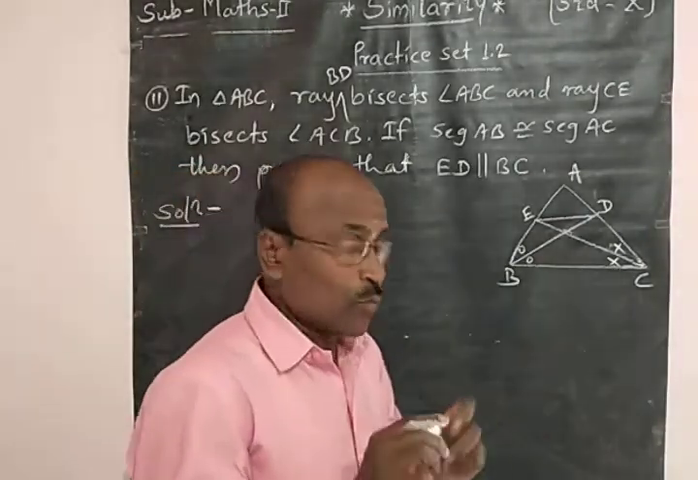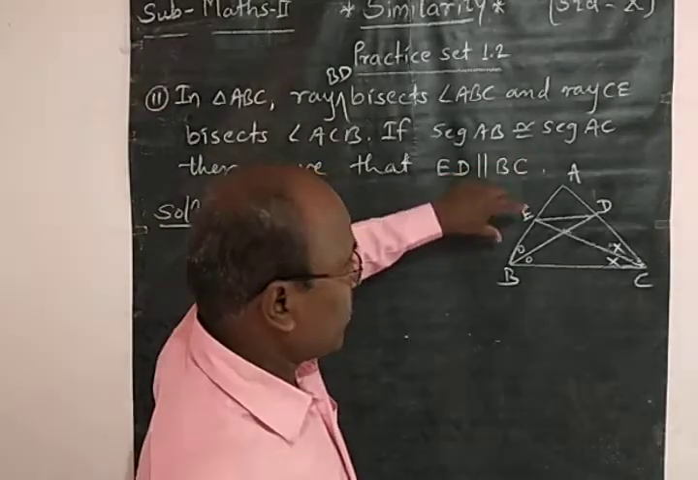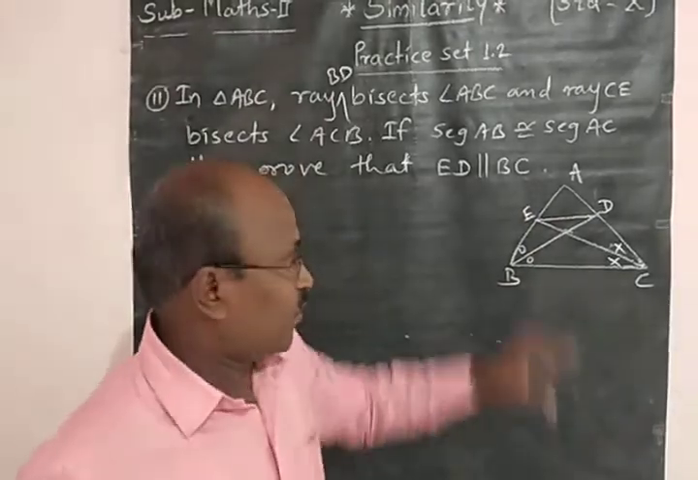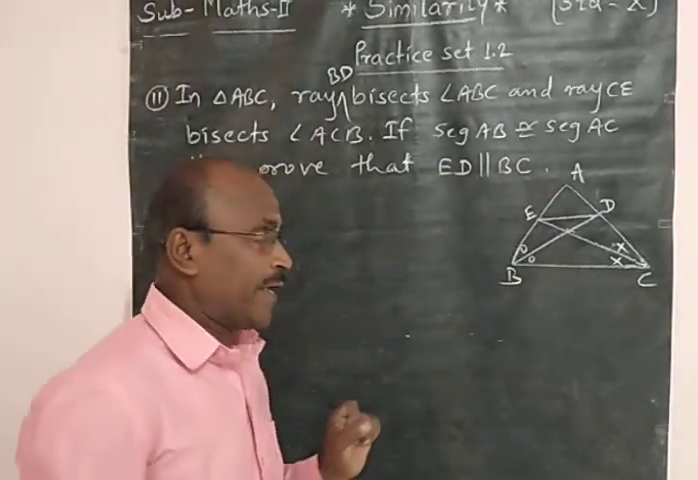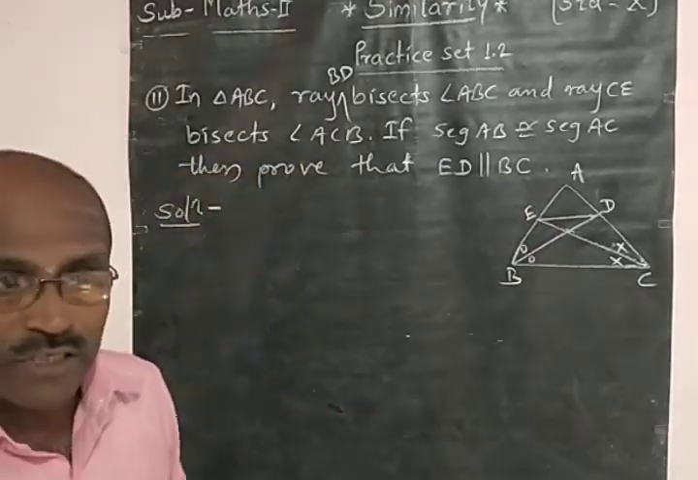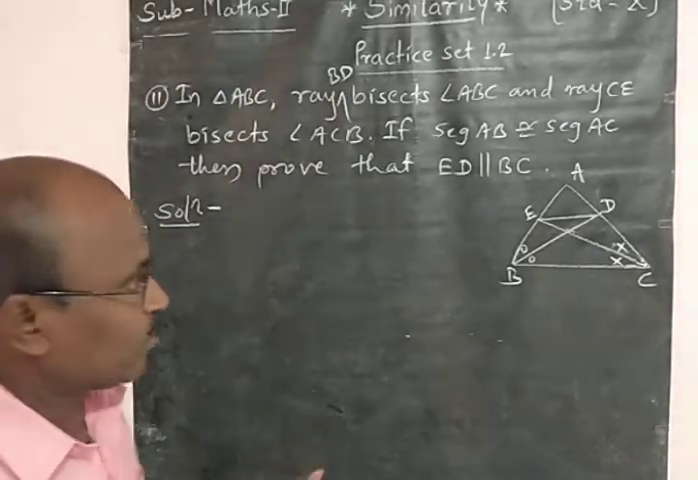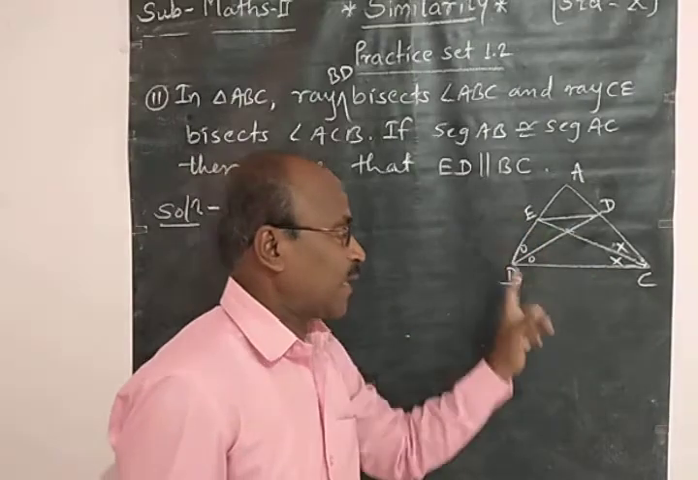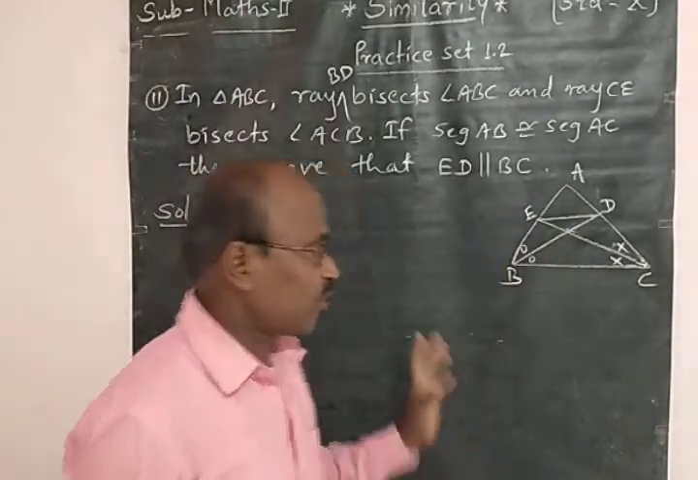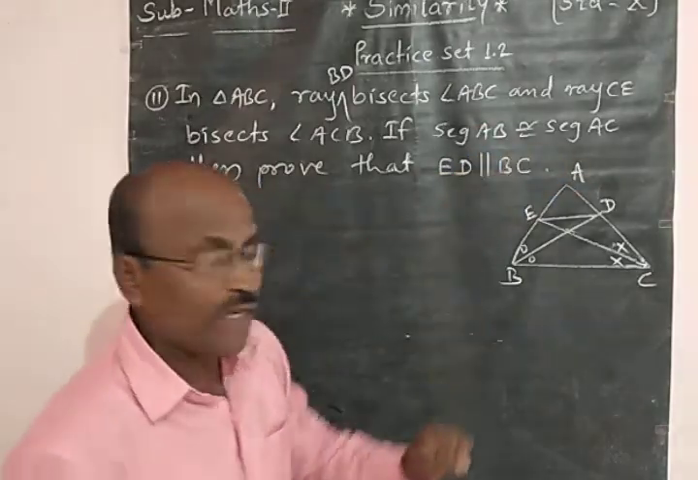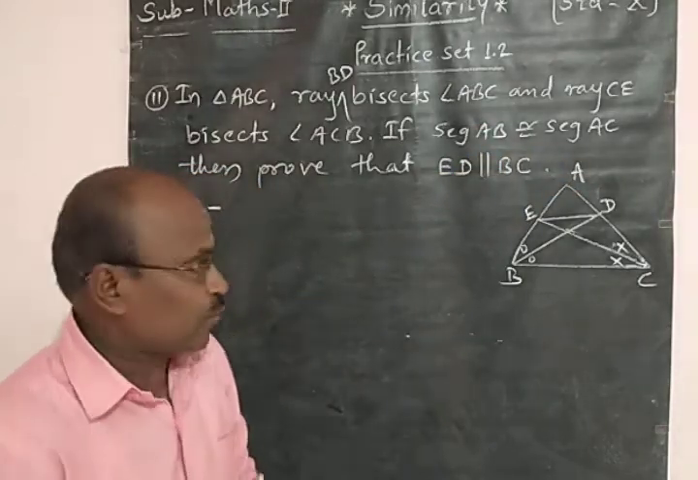That means we have to prove that AE upon EB is equal to AD upon DC. If AE upon EB is equal to AD upon DC, then by using the converse of the basic proportionality theorem, you can write DE is parallel to BC. So first of all, you have to prove that AE upon EB is equal to AD upon DC. How can we prove this?